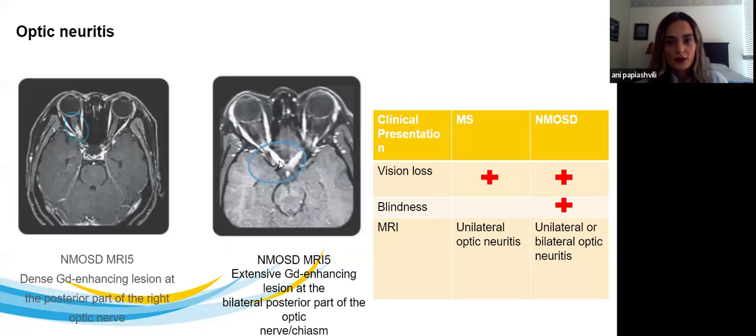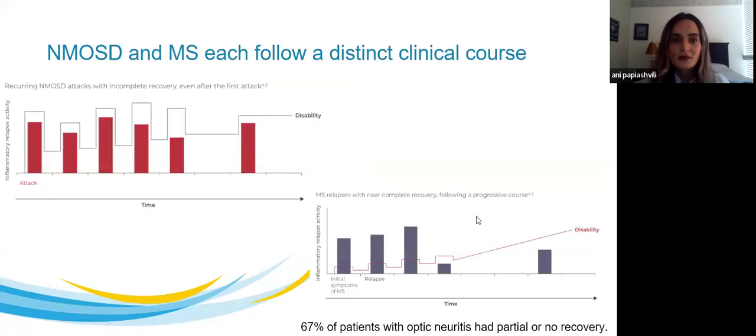Sometimes it will cause the development of blindness. So here you can see in this table, vision loss can be caused by neuromyelitis optica spectrum disorder and also multiple sclerosis, but blindness is seen in patients with NMOSD, right? And I already mentioned all this information.